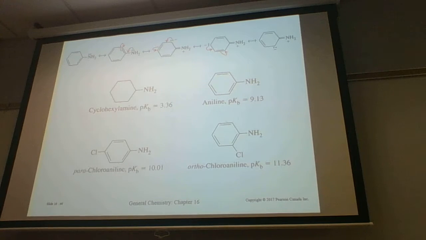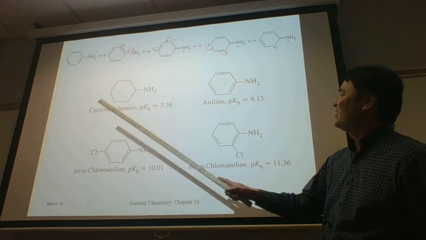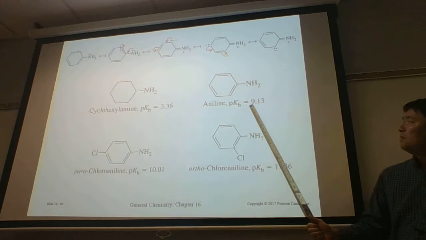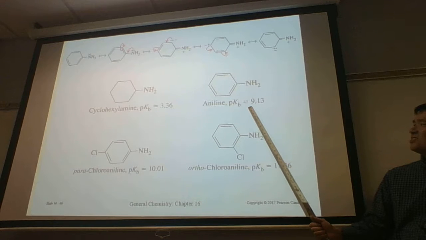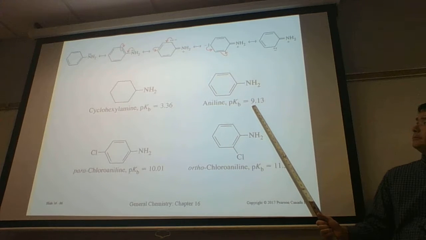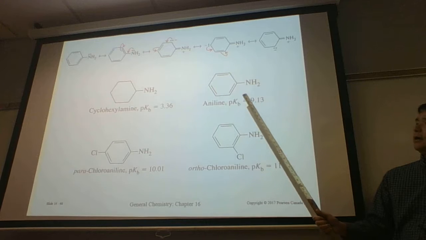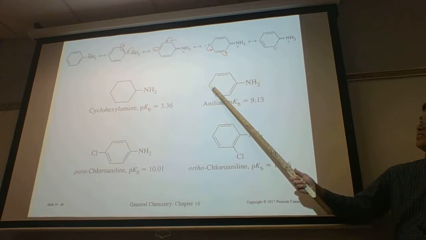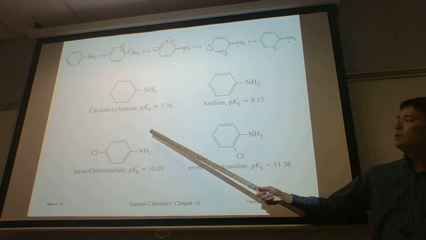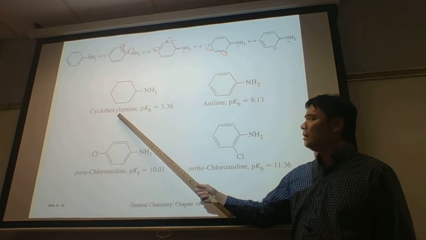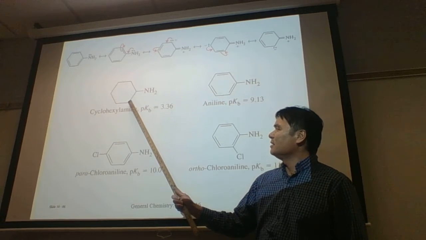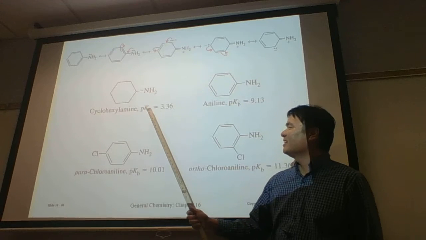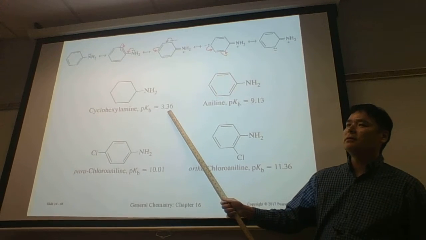And so as we go along, we see that something like this, aniline, is a much weaker base than predicted. And it has to do with this benzene ring here. Because if we look at cyclohexylamine, this is a 6-membered carbon ring. These are all sp3 carbons. And we look at the base strength, it's pretty basic.